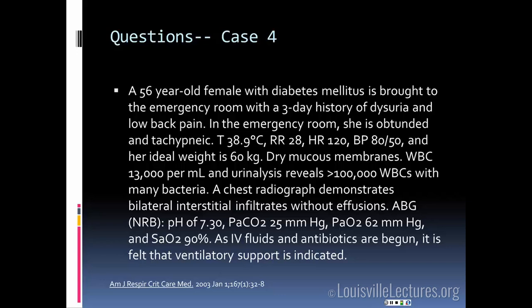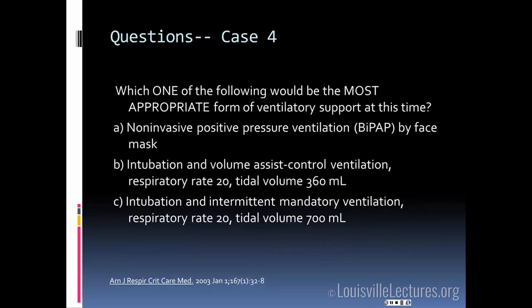You start her on IV fluids and antibiotics, and you feel that ventilatory support is indicated. Which one of the following would be the most appropriate form of ventilatory support at this time? A. Non-invasive positive pressure ventilation by face mask. B. Intubation, volume assist control ventilation, respiratory rate of 20, tidal volume of 360. C. Intubation, intermittent mandatory ventilation, respiratory rate 20, tidal volume of 700 cc.